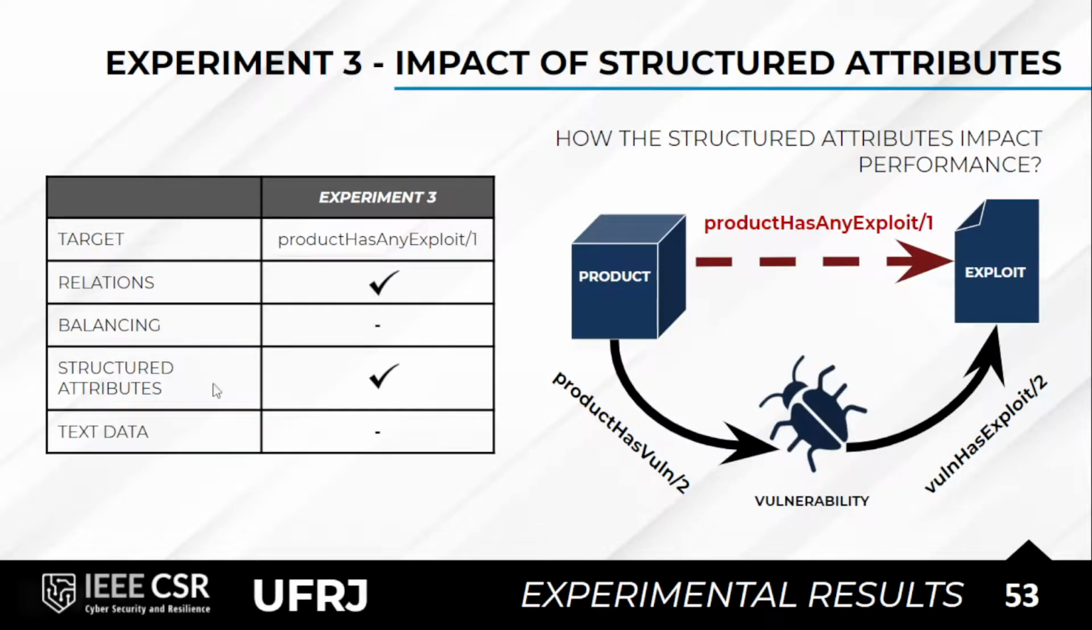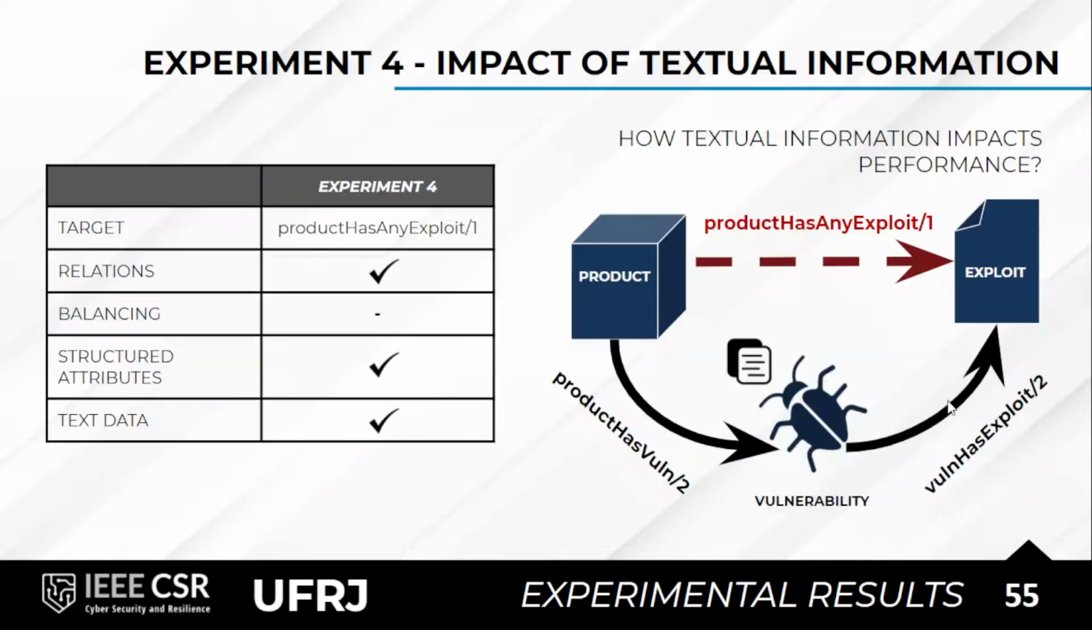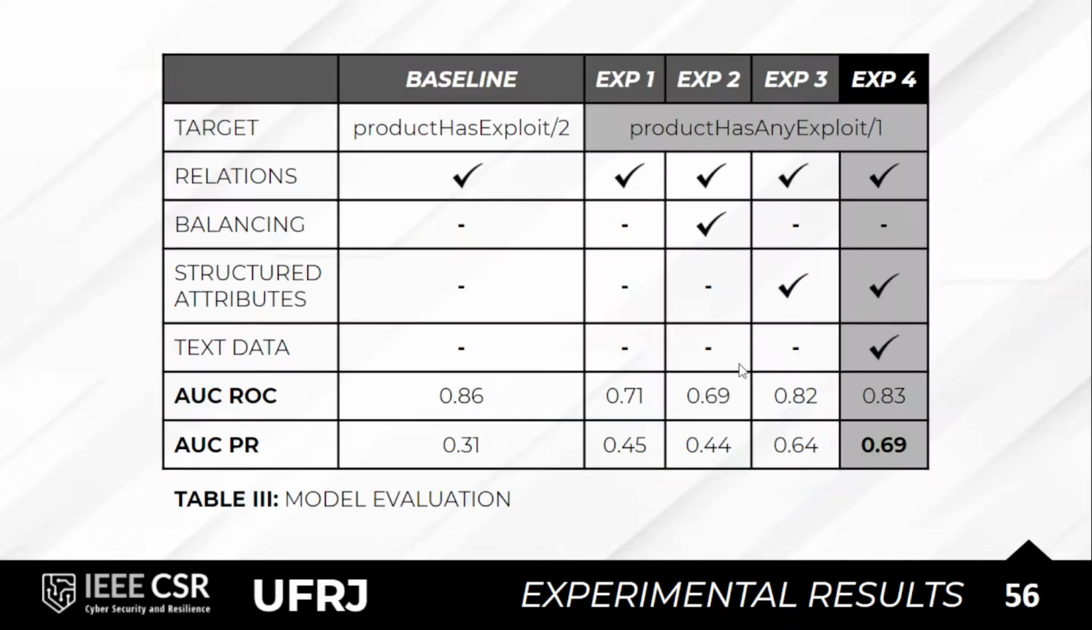Now we consider the insertion of entity attributes, represented here by the coloring of these figures. As you can observe, it was possible to improve both metrics, and to generate our last experiment we take as a starting point the configuration of experiment 3. This time we also considered the information extracted from textual descriptions, thus obtaining a performance gain again. In summary, we can see that it is feasible to determine the relationship between products and exploits, and for this it is useful to use information beyond simple relationships.